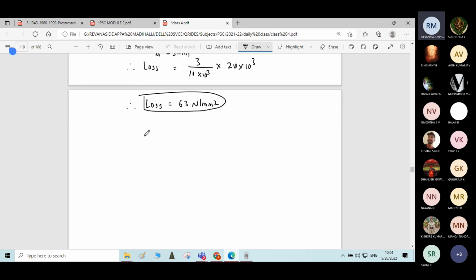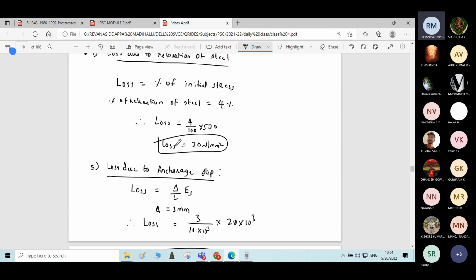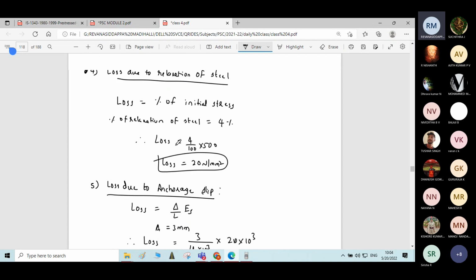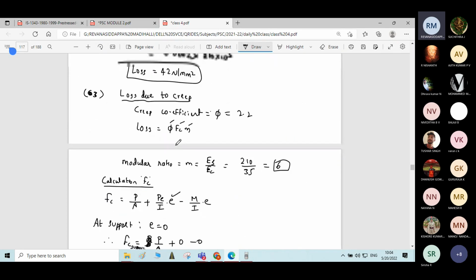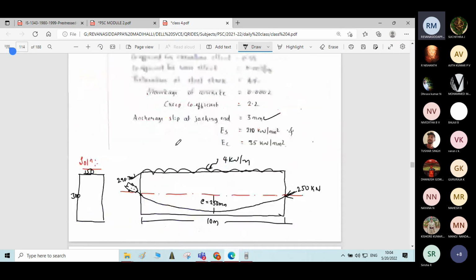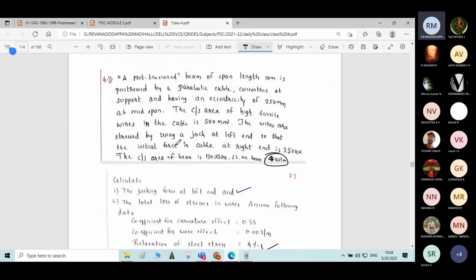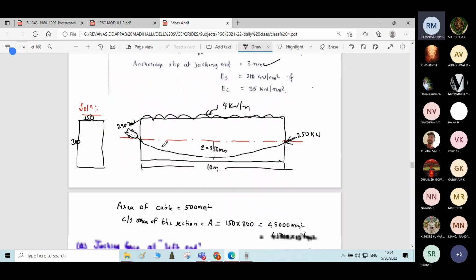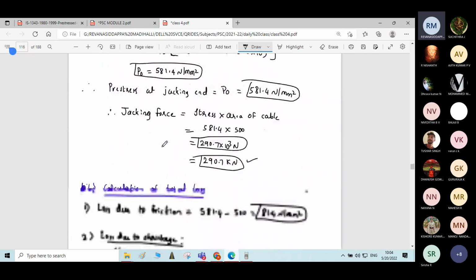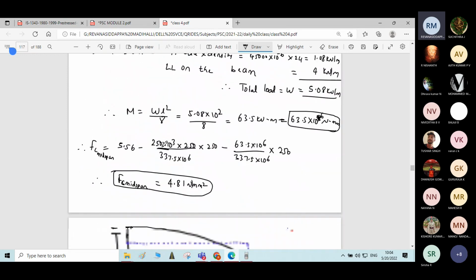Okay. Now we have calculated all the losses. Only one type of loss we have not calculated, that is loss due to elastic shortening. This is a post tensioned beam. In a post tensioned beam, loss due to elastic shortening will be there if the cables are pulled one by one. Here it is only one cable and it is pulled simultaneously. There is no loss due to elastic shortening.